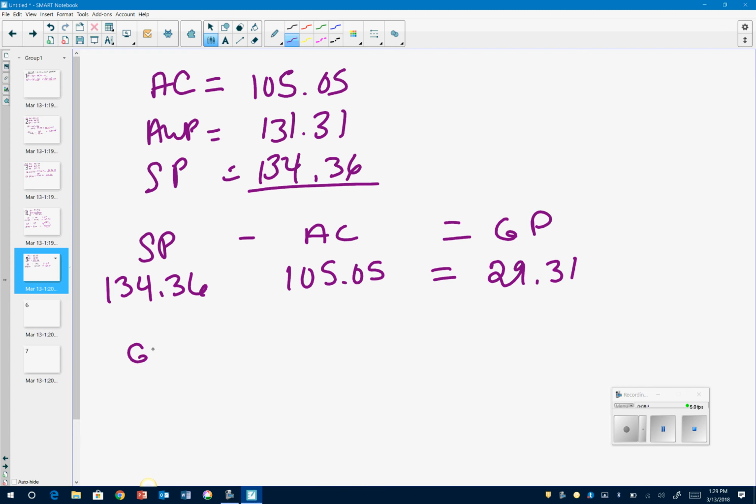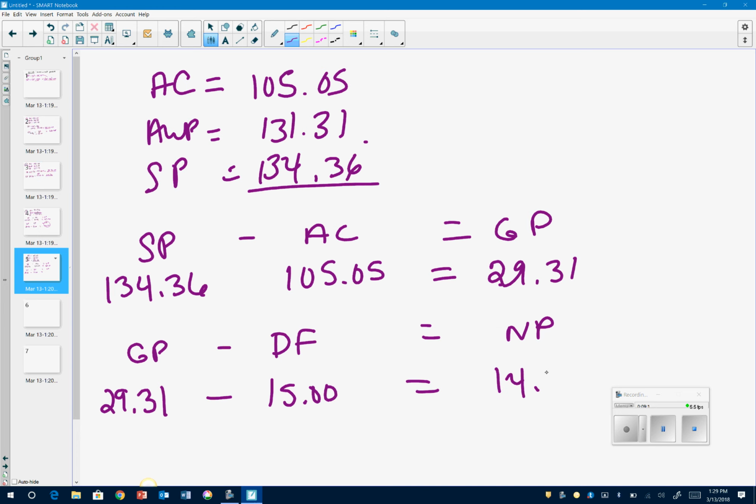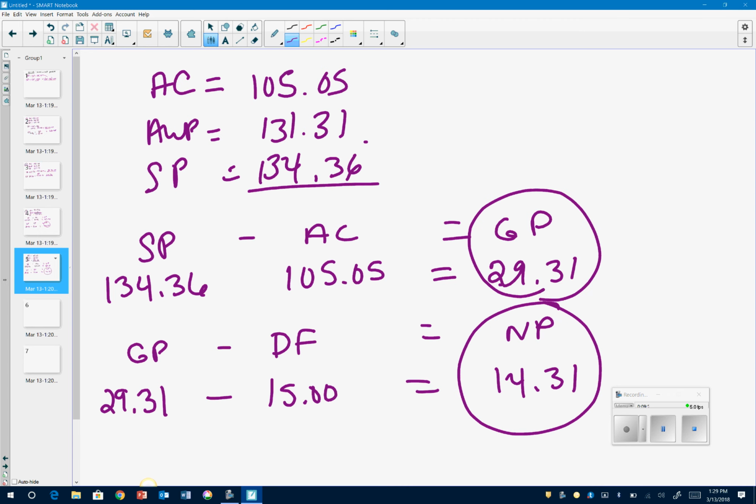Then you take your gross profit minus the dispensing fee or professional fee equals the net profit. Okay, so your gross profit was $29.31 minus your dispensing fee. Again, you go by the AWP, which is $131, so it would be a $15 fee. So $29.31 minus 15 would be $14.31 for the net profit. Your gross profit would be $29.31.